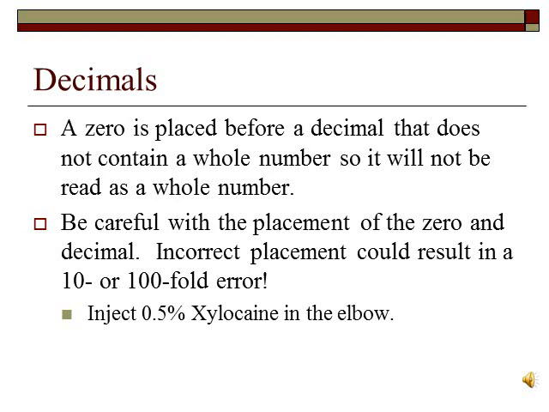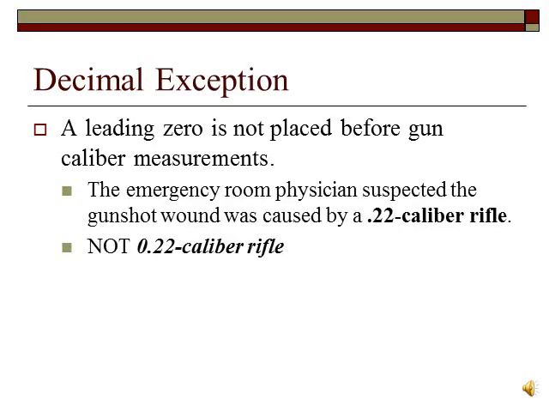And when we're transcribing decimals, a 0 is placed before a decimal that does not contain a whole number, so it will not be read as a whole number. And this is to make sure that we don't have any misreading of that. Inject 0.5% xylocaine in the elbow. So we wouldn't want it to mistakenly be read as 5% because that's a whole lot more. So we always want to put that leading 0 before the decimal point if we do not have a whole number in a decimal.